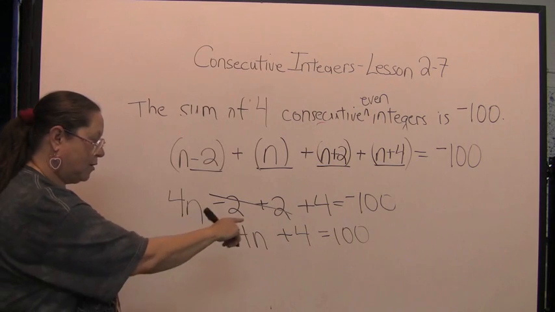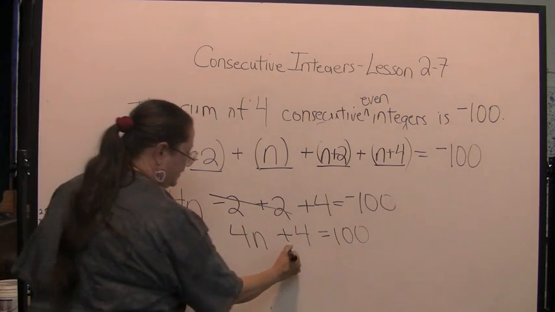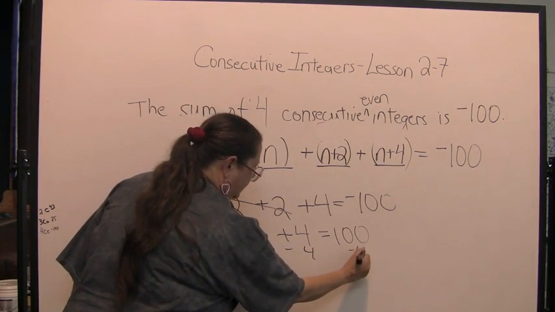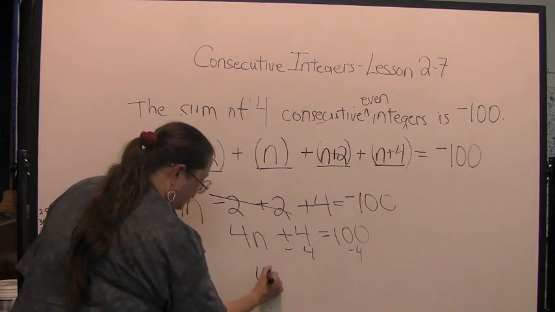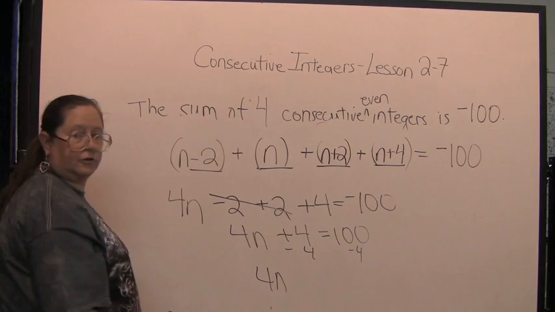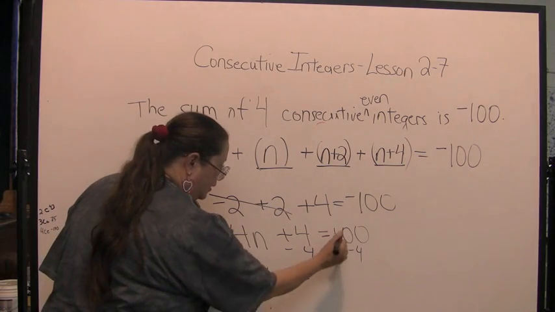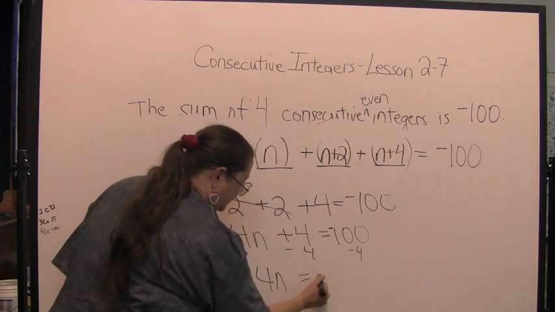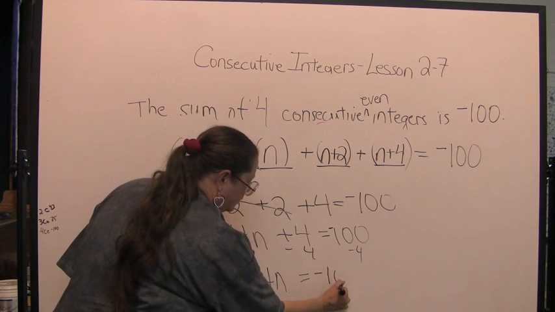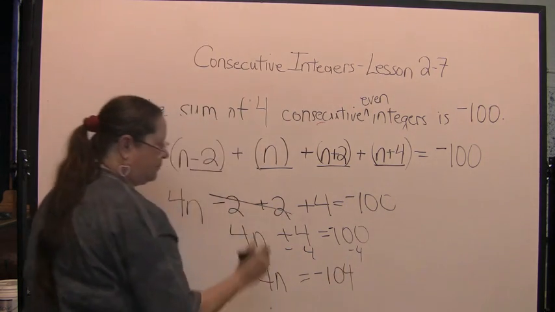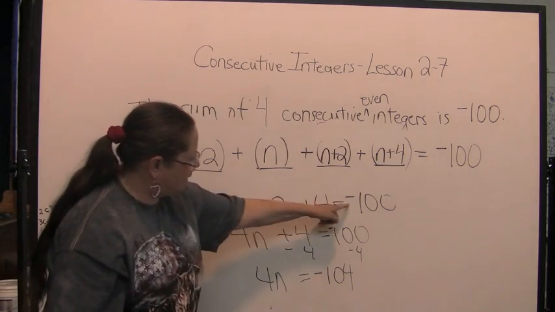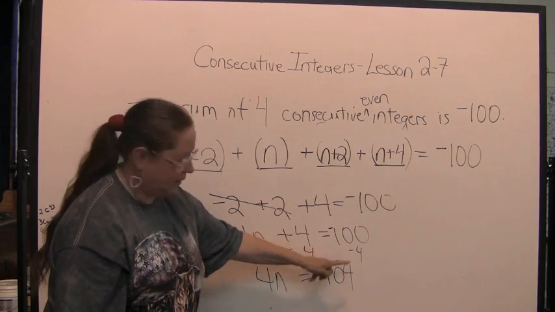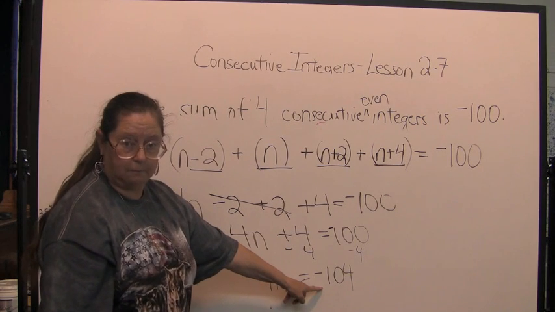Okay, get rid of the 4 by subtracting 4 from each side. All right, remember we have to keep the equation balanced. We're left with 4 narwhals here equals negative 104. Yeah, I almost forgot the negative. You got to be very careful with negative signs. Negative 100, and I take 4 more away. I'm in the hole 104 now.